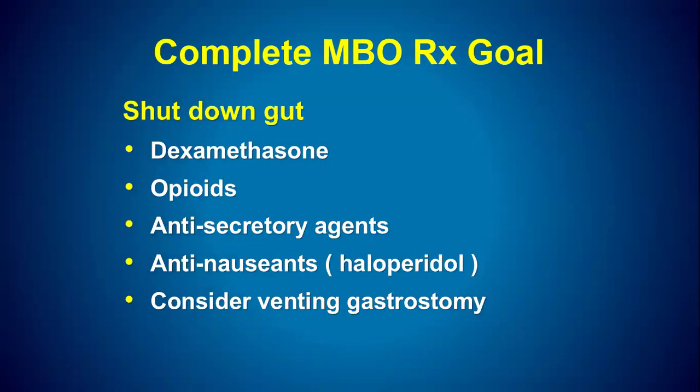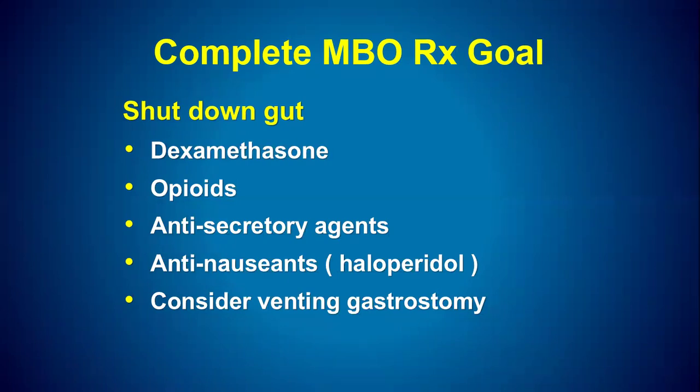For complete obstruction, the goal is completely opposite. You want to shut the gut down. Shut the gut down in the sense you want to stop the colic, which would be very severe. You want to decrease the secretions. You want to decrease the inflammatory process. You want to give a good antiemetic. Now, it does not matter if you give haloperidol or 5-HT3, because you want to decrease the gut motility here. And you can consider venting gastrostomy here. Now, why shut down the gut is because it's completely obstructed.